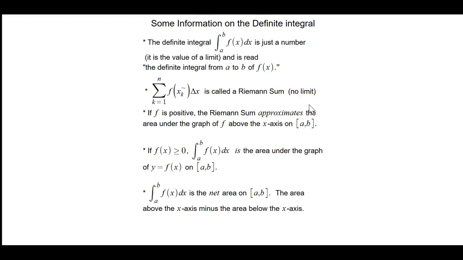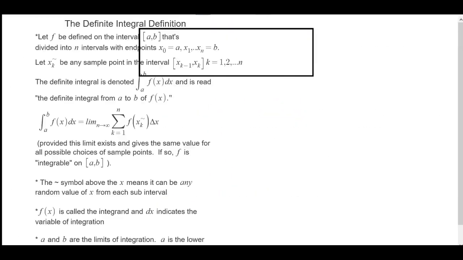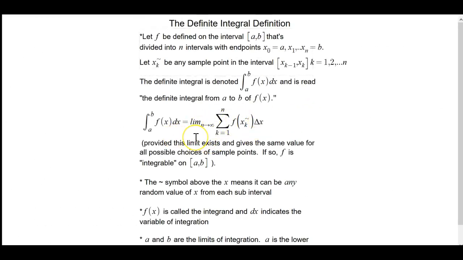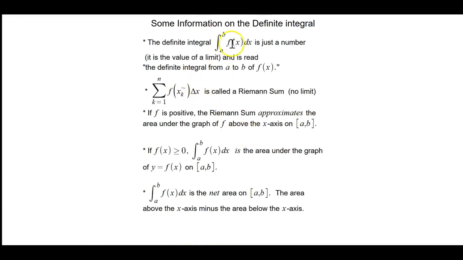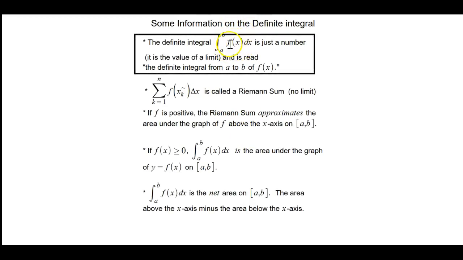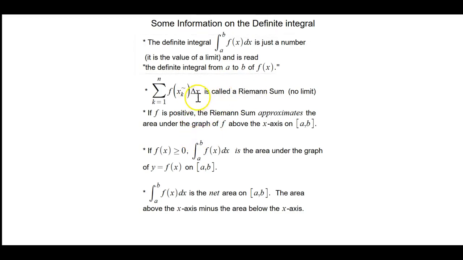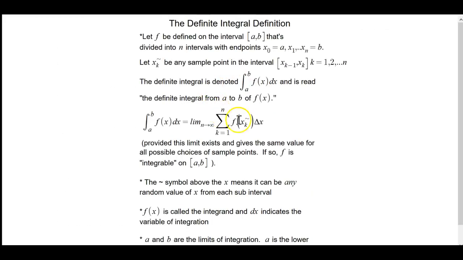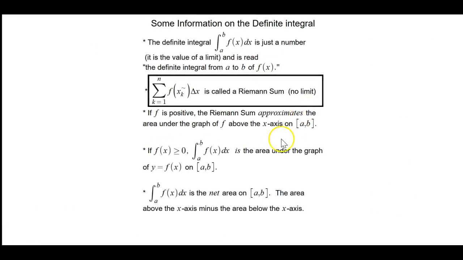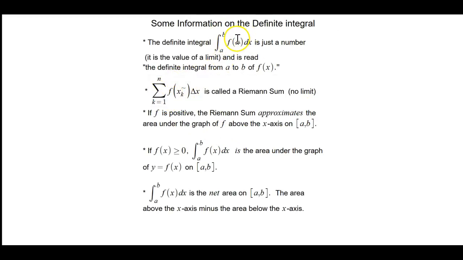So here are a few things you want to know about the definite integral. It's just a number. That looks rather intimidating. But remember, a limit, if it exists, just evaluates to a number. So you're going to be getting just a finite value here. And that summation that we're taking the limit of is called a Riemann sum. And again, this is just an estimate of the definite integral.